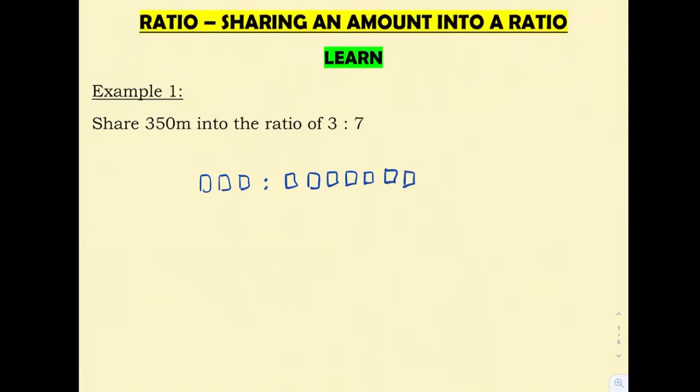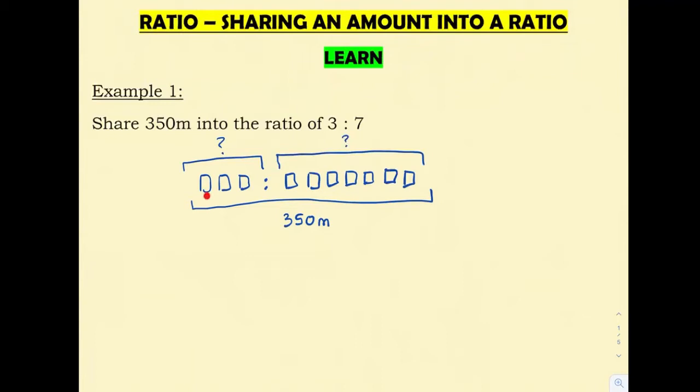And what the information is giving us with the 350 meters is how much we have got in total altogether. So I'm going to say that all of these in total are worth 350 meters. And what we want to do here is work out how much we would have in these 3 parts and how much we would have in these 7 parts. The most important thing to remember with ratios is each of these parts must hold the same amount in there.